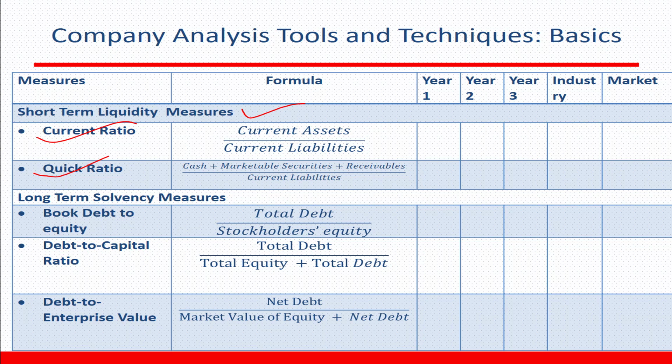Again, how you do analysis, you compute those ratios for some years and compare with the industry and the market. And now we have long-term solvency measure ratios, right? These ratios measure a company's ability to meet long-term debt obligations. Three of these ratios I have pointed out here: book debt to equity, debt to capital ratio, and debt to enterprise value. Please pay attention to these three ratios and compute them for the company assigned to you.